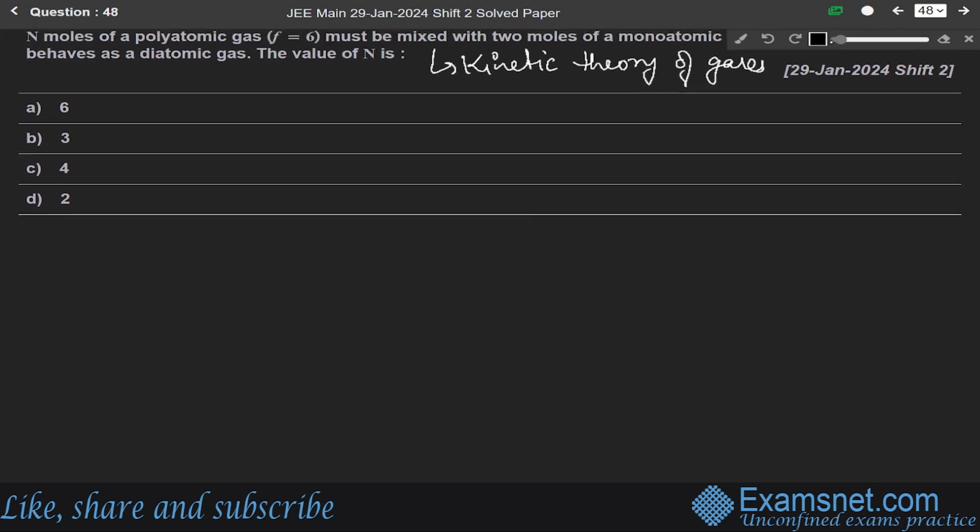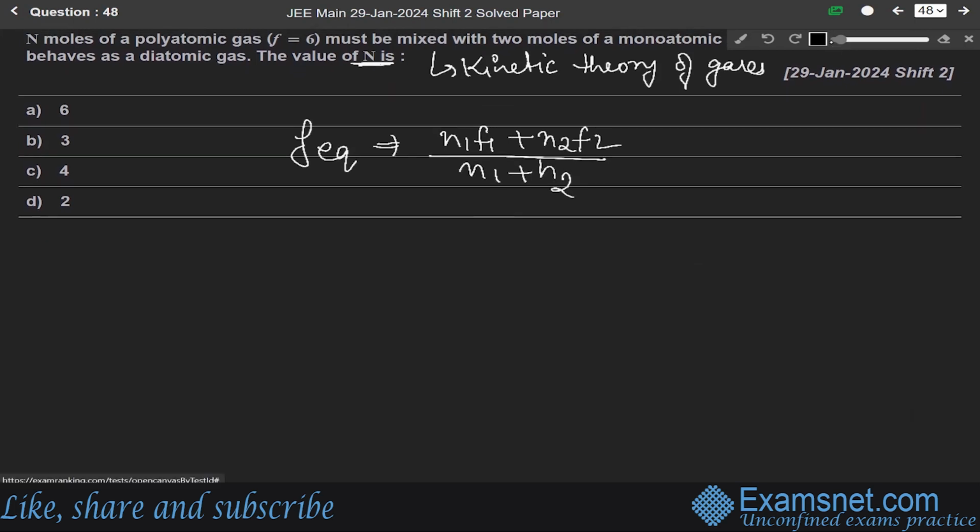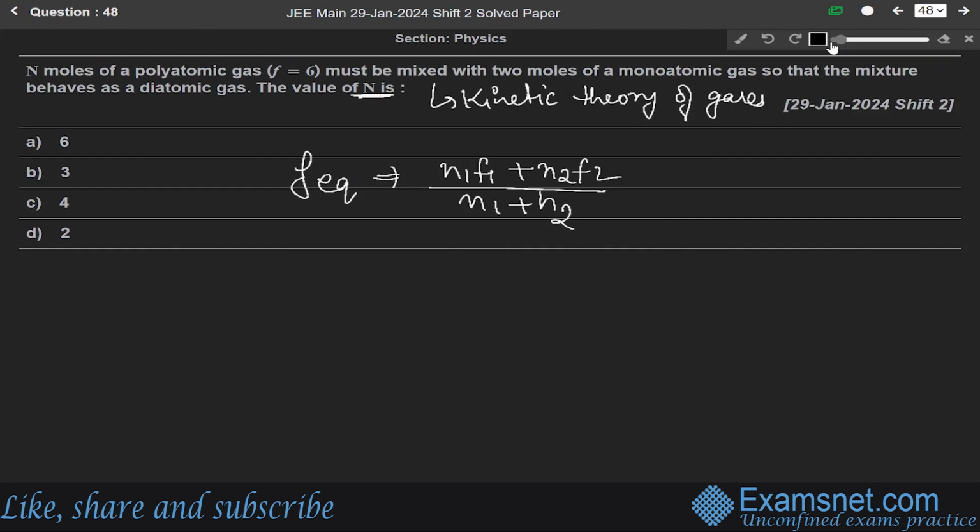According to this question, we have to find the value of n, meaning the number of moles. Okay, so F equivalent will be equal to N1 into F1 plus N2 into F2 over N1 plus N2. Okay, now according to this, N moles of polyatomic gas must be mixed with 2 moles of monoatomic gas.